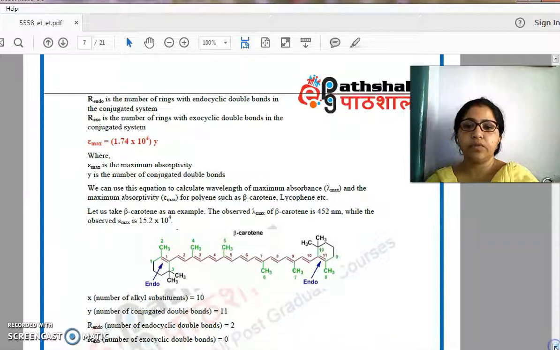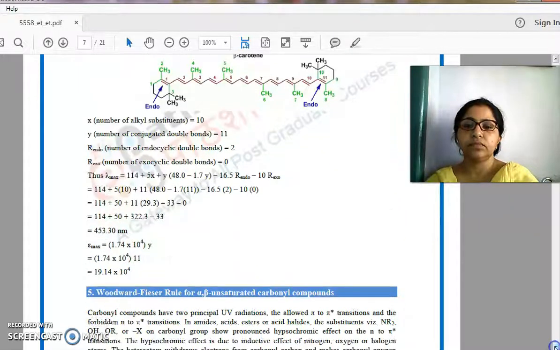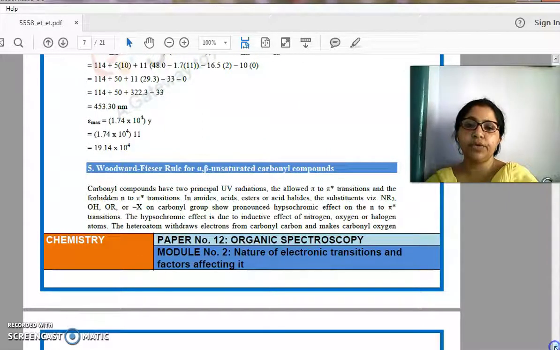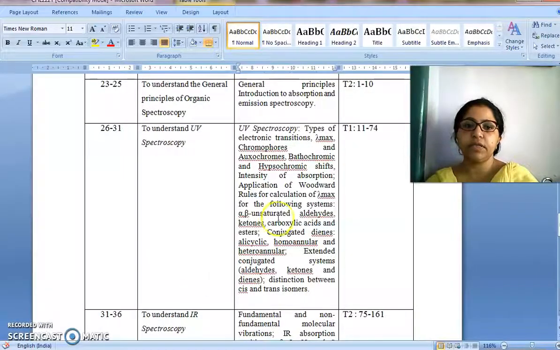This will not be required much. Alpha beta, this is the part which you require. So alpha beta unsaturated carbonyl compounds. Let me check the syllabus once more. This is alpha beta unsaturated conjugated carbonyl compounds, aldehydes, ketones. Okay, so we'll go into this.